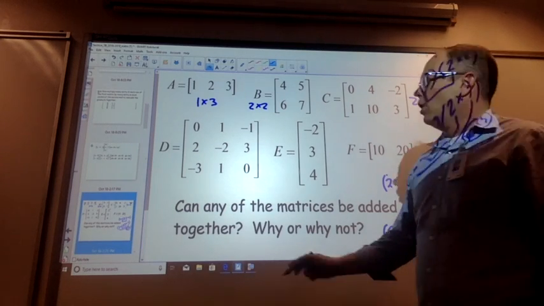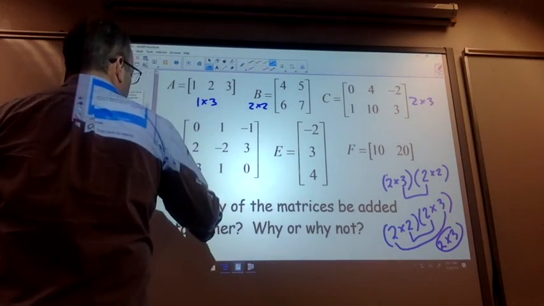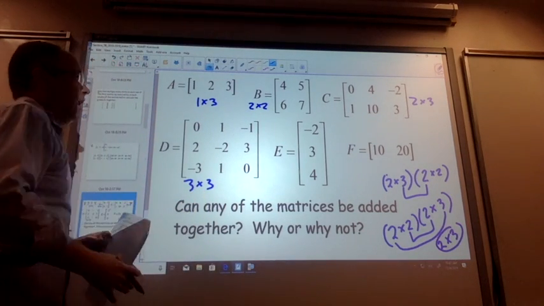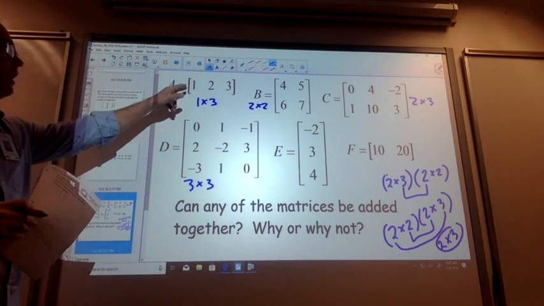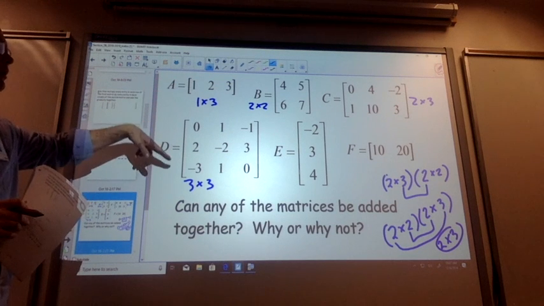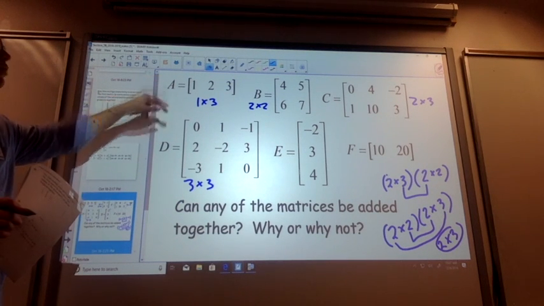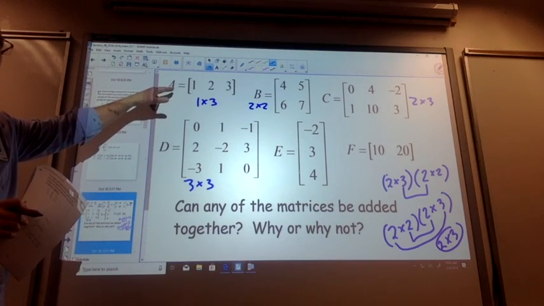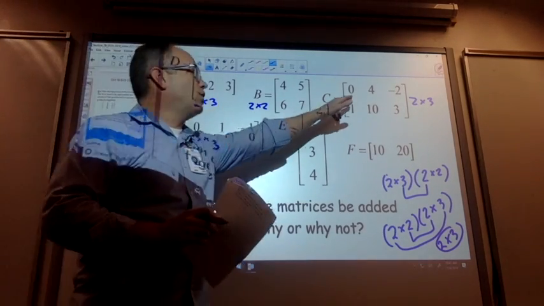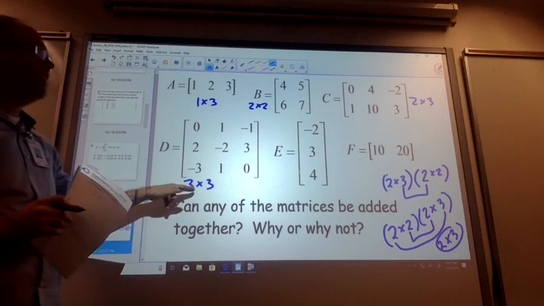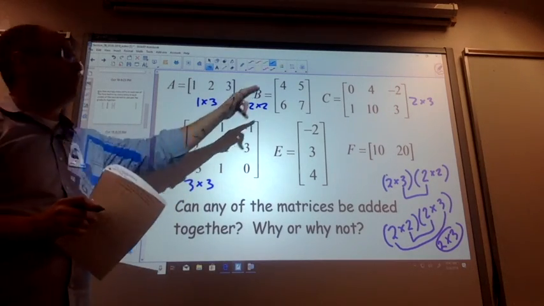So this one is a 3 by 3. Can I multiply this 3 by 3 with A? Can I go A times D? Yes. Can I go D times A? No, the inside dimensions won't match if I go D times A. And then C times D? Can I go D times C?